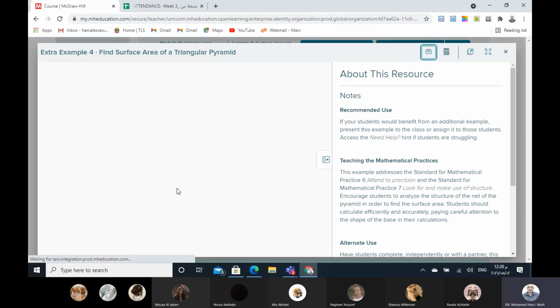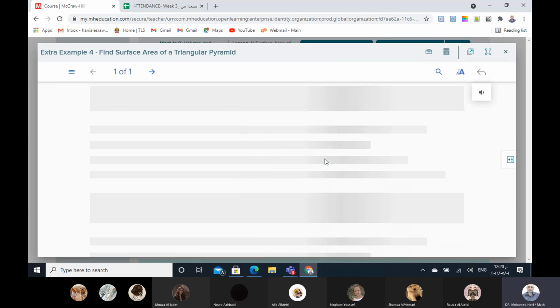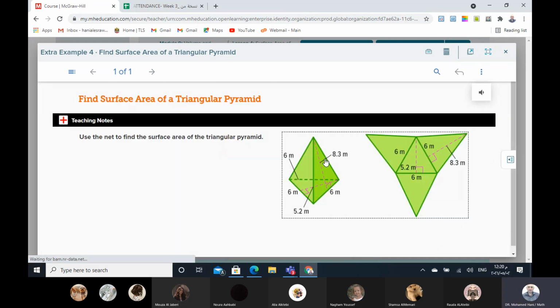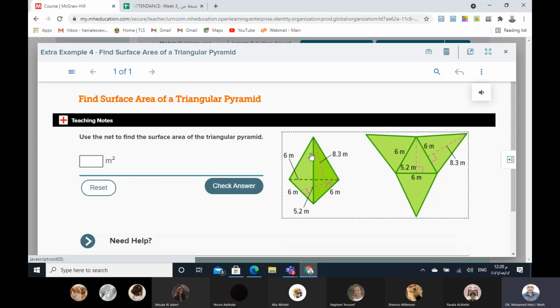The last example in this lesson. Find the surface area of a triangular pyramid. Use the net to find the surface area of the triangular pyramid. Now, this is the pyramid and this is the net. I want all the girls now to find the surface area and tell me what your answer was. Start, please.